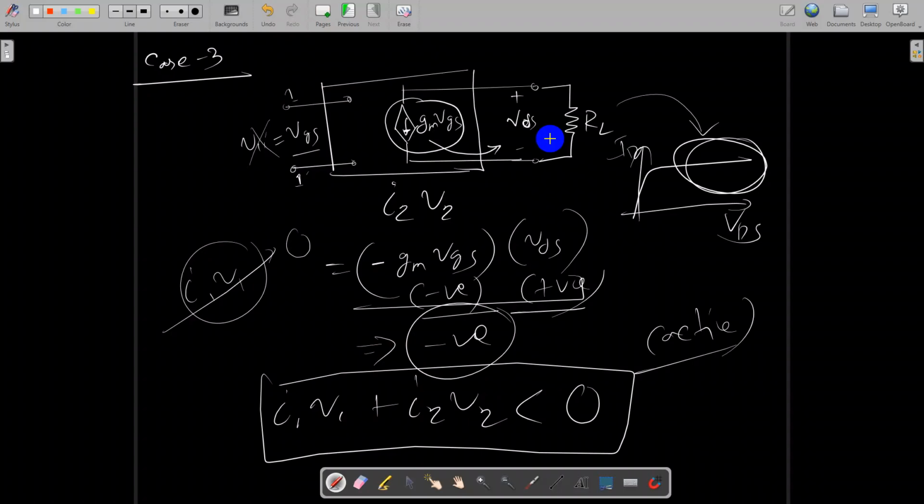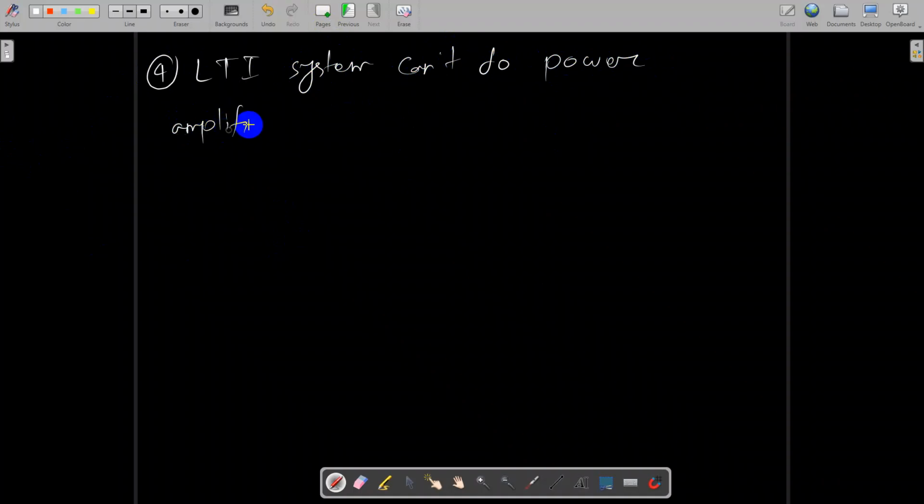Okay, now the most important thing, number 4. Okay, number 4: LTI system can't do power amplification.